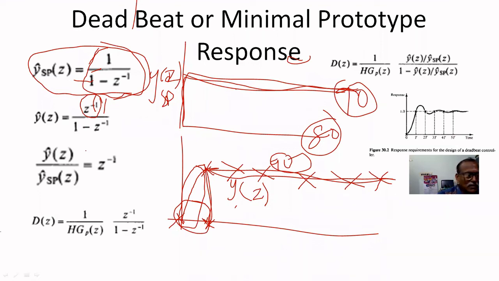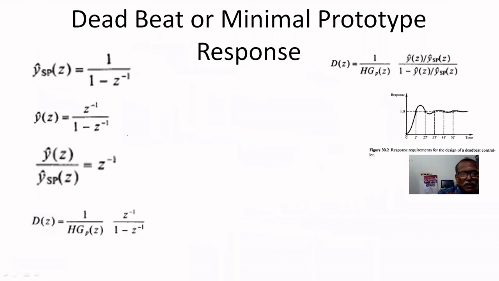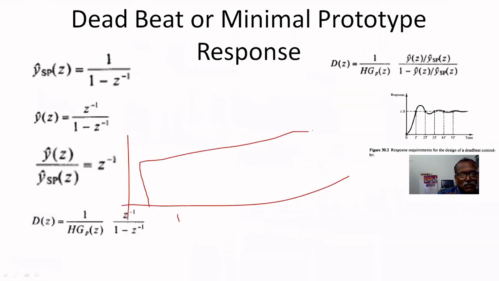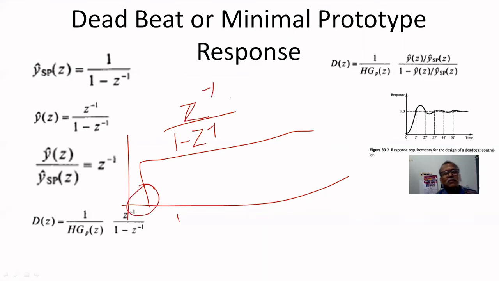The delayed step response. This is the delayed step response. That is the step response; what is the expression? 1 by 1 minus z power minus 1, delayed by one sampling period. That's why z power minus 1. So this is the response. Now to design the digital controller, what is required?